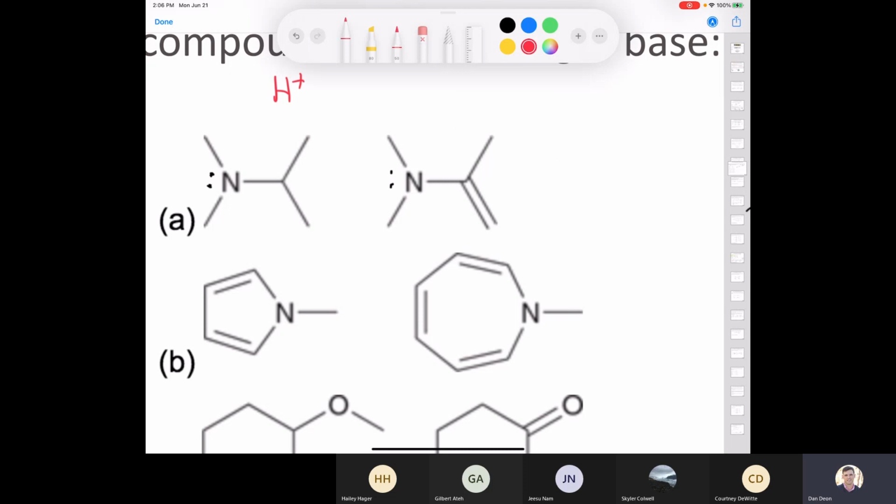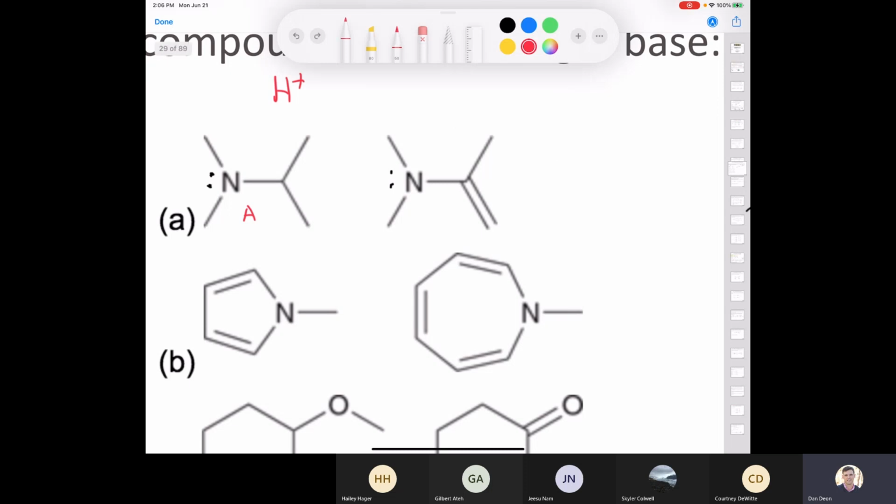If they both had a competition for H+, would it be this guy that would take it, or would it be this guy who takes it? Which lone pair is more available? If I call this compound A and I call this compound B, can anybody tell me in which one the lone pair is more available? It's actually A, because in A, the lone pair is localized.